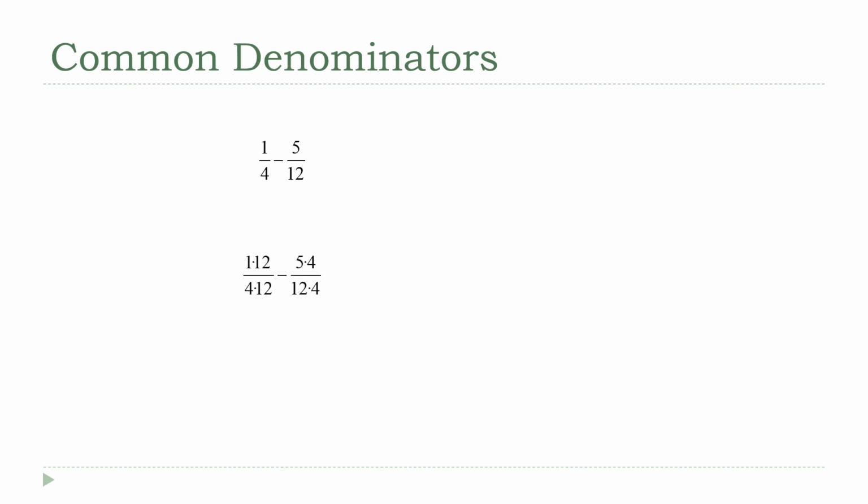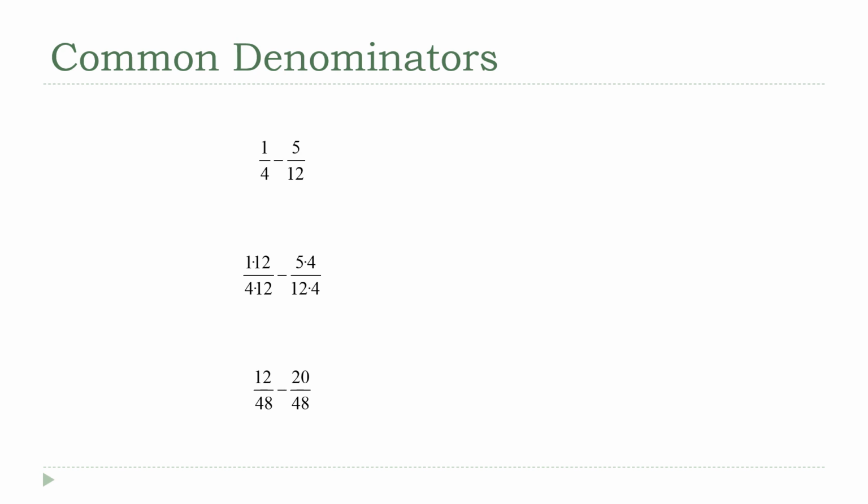So I'm going to start by multiplying the top and bottom of the first fraction by 12, the denominator of the second one. I'm going to multiply the top and bottom of the second fraction by 4. That's the denominator of the first one. And I get this thing here, 1 times 12 over 4 times 12, minus 5 times 4 over 12 times 4. Multiply everything out. Hey, look, the denominators are the same. Now you notice this is a subtraction one instead of addition. It's going to work the same way.